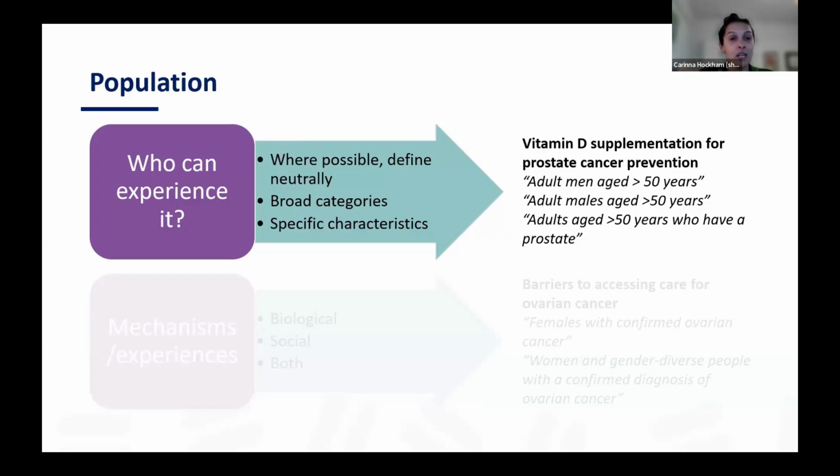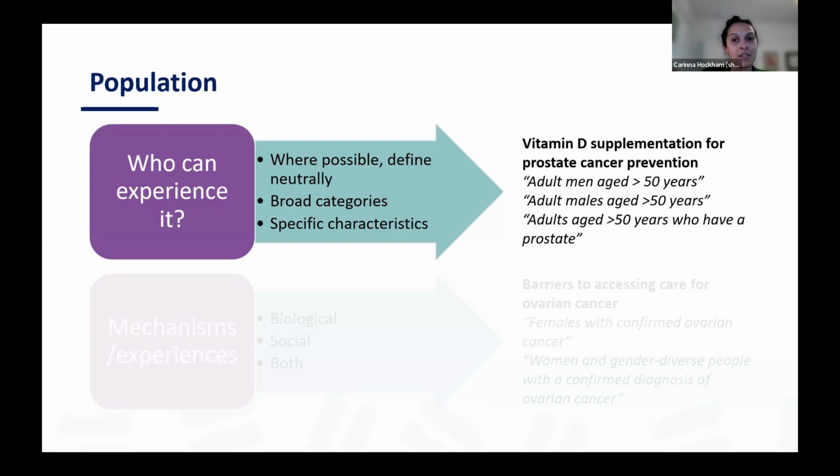Starting with the population. The first question to ask yourself is who can actually experience the condition or phenomenon that you're studying. And this is where we need to think about the underlying biology. Where possible, I would suggest you should define your population in a sex-neutral way, so using terms like adults or people, and you should reserve using sex or gender to define your population only when they genuinely determine who is at risk. So if we take vitamin D supplementation and prostate cancer prevention as an example, you might see the term adult men used to describe the population. However, prostate biology and the mechanism of something like vitamin D supplementation relates to sex and not gender. And so a more accurate definition that uses the right terminology would be adult males aged over 50 years.